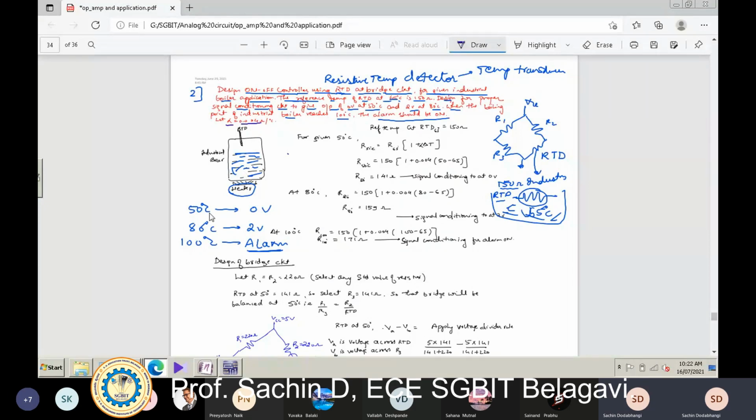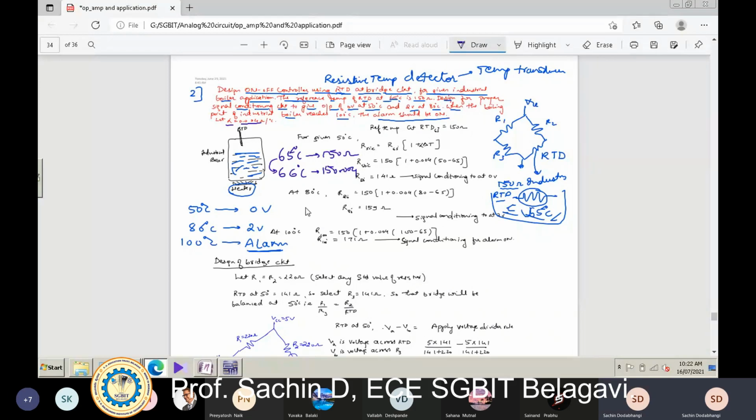Suppose, see here, he has given 65 degrees centigrade. For 65 degrees centigrade, the resistance is 150 ohm. If it is increased by 1 degree centigrade, that means from 65 to 66 degrees centigrade, the resistance will change by 0.004, meaning 150.004. In this way, it is going to change.